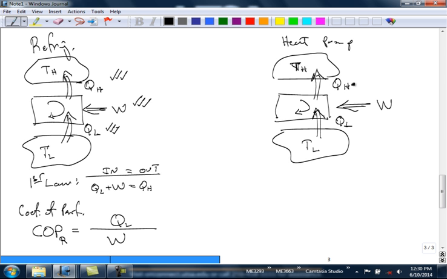What is the difference between the sketch that I've shown for refrigeration and the sketch I've shown for the heat pump? Direction of work? No, that's the same. Direction of QH? No. TH above and TL below? No, that's the same. Everything's exactly the same. Guess what? The first law is exactly the same. QL plus W is equal to QH. But guess what? The coefficient of performance for a heat pump is what I desire.